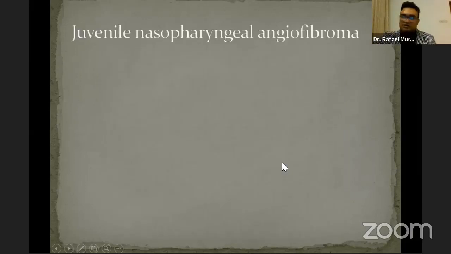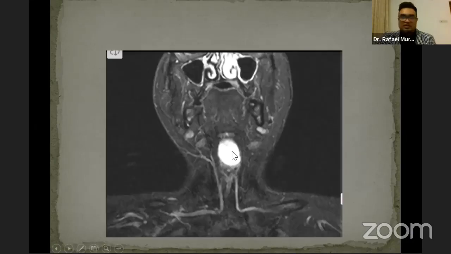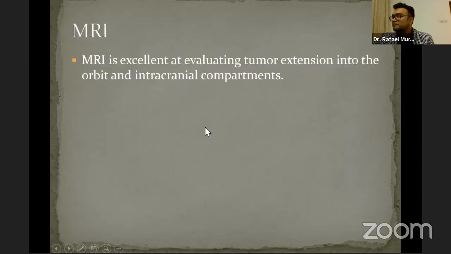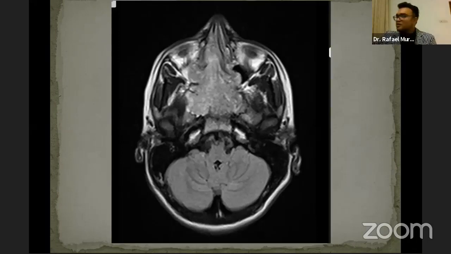in the coronal plane. And I guess our last case is a juvenile nasopharyngeal angiofibroma. MRI is excellent for evaluating tumor extension into the orbit and intracranial extension. So this is a case of juvenile nasopharyngeal angiofibroma. We can see a very large irregular tumor.